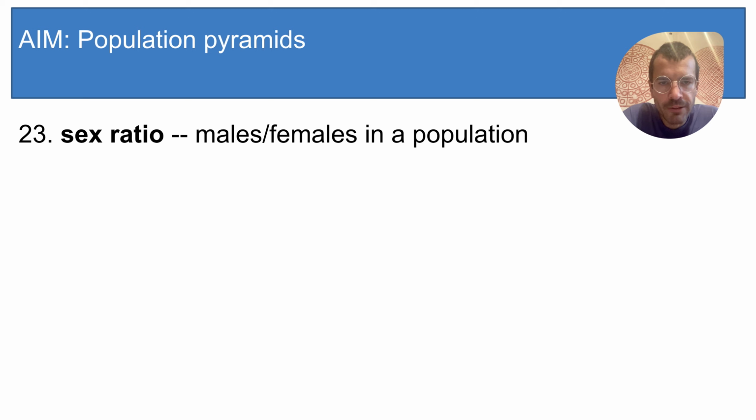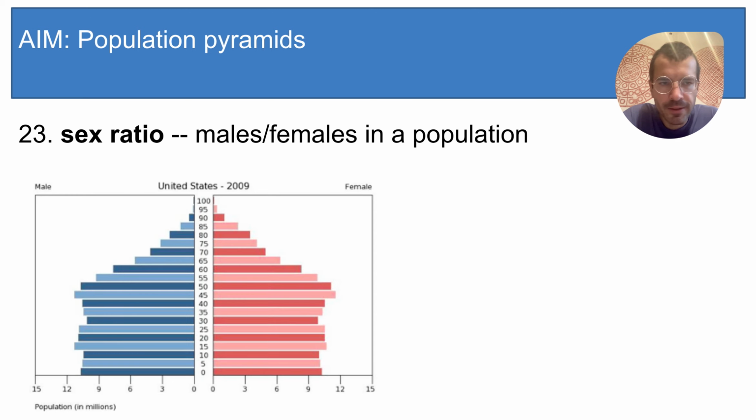Today, you're going to learn how to read a special type of graph that looks like this. It's called a population pyramid. And your first term is sex ratio. The sex ratio is the proportion of males to females in a population. Population pyramids show sex ratios because they are really two separate graphs, one for each sex. And I like to think of population pyramids as two bar graphs which have been flipped on their side.